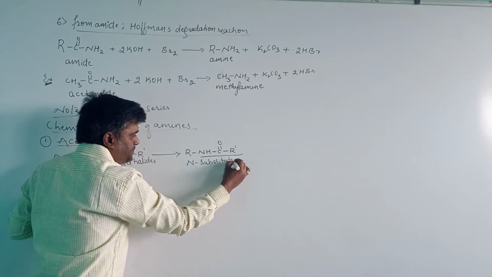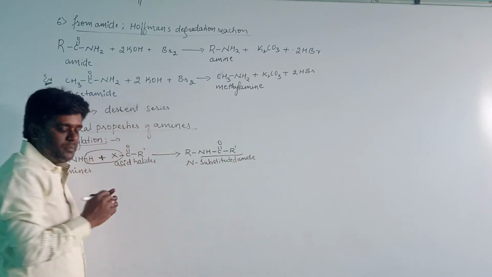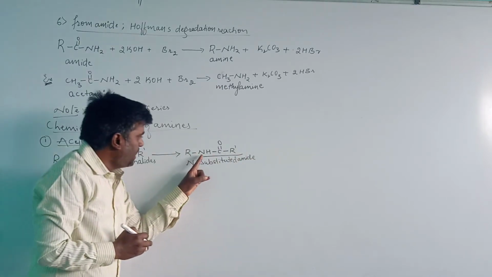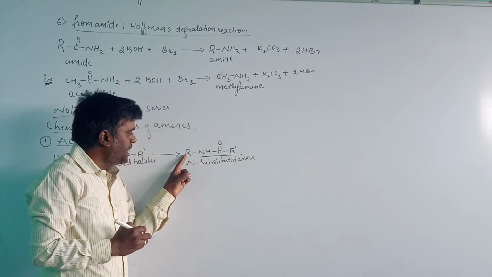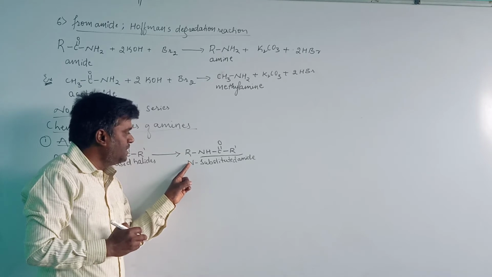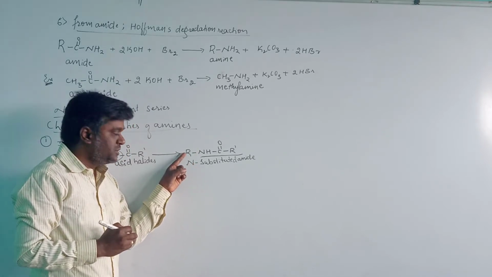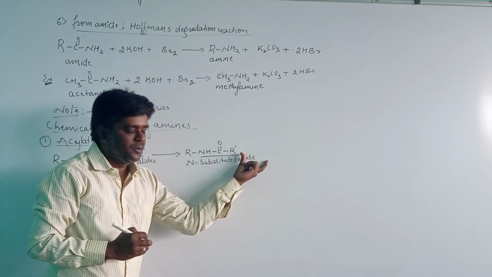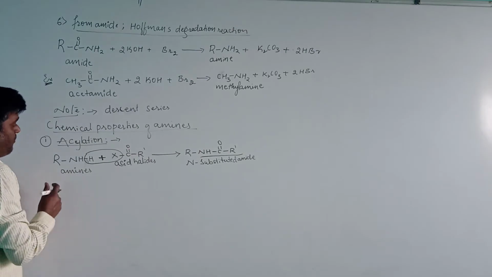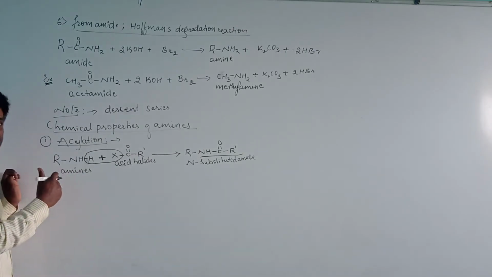N-substituted amide. This compound is known as N-substituted amide because this part is known as an amide. To the amide, the alkyl group is attached. Therefore, we are taking the N here. One substituent group is attached to the nitrogen. N-substituted amide. Then let us see what happens when amines react with the anhydrides.